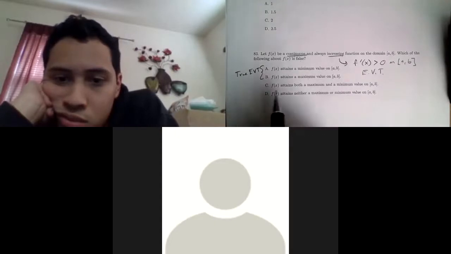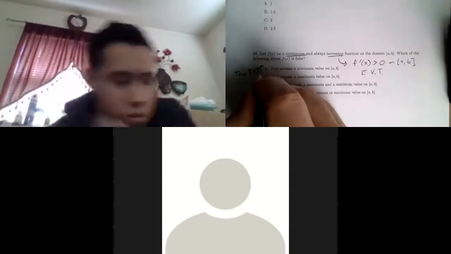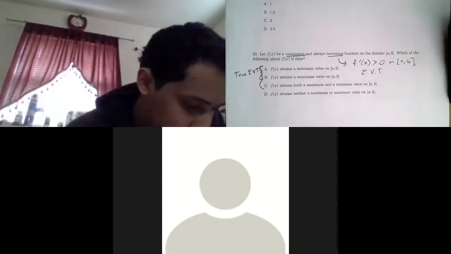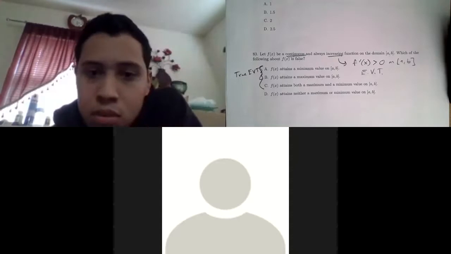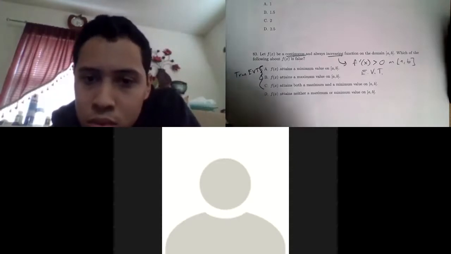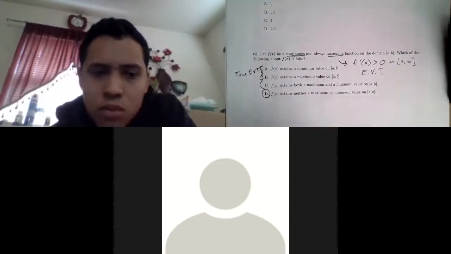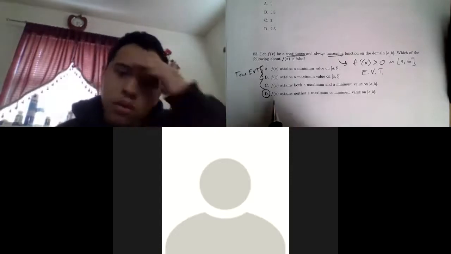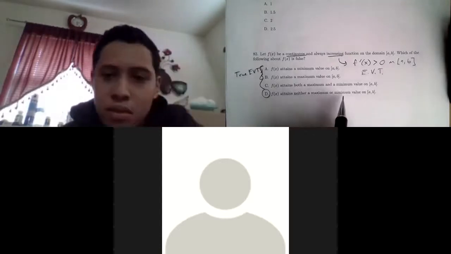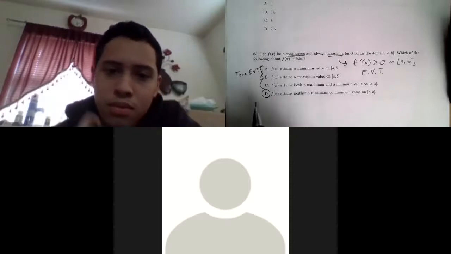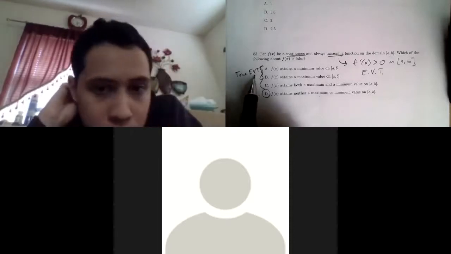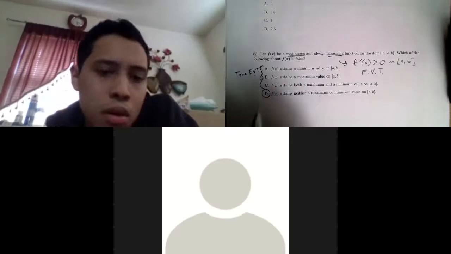Okay, let's look at part C. F of x attains both a maximum and a minimum value. Yes, the theorem says it has both. It must have both. So that only leaves D. So D's got to be our answer. But let's read over it and make sure. Okay, f of x attains neither a maximum nor a minimum value. That directly contradicts the extreme value theorem, and so therefore is false, which is our answer.